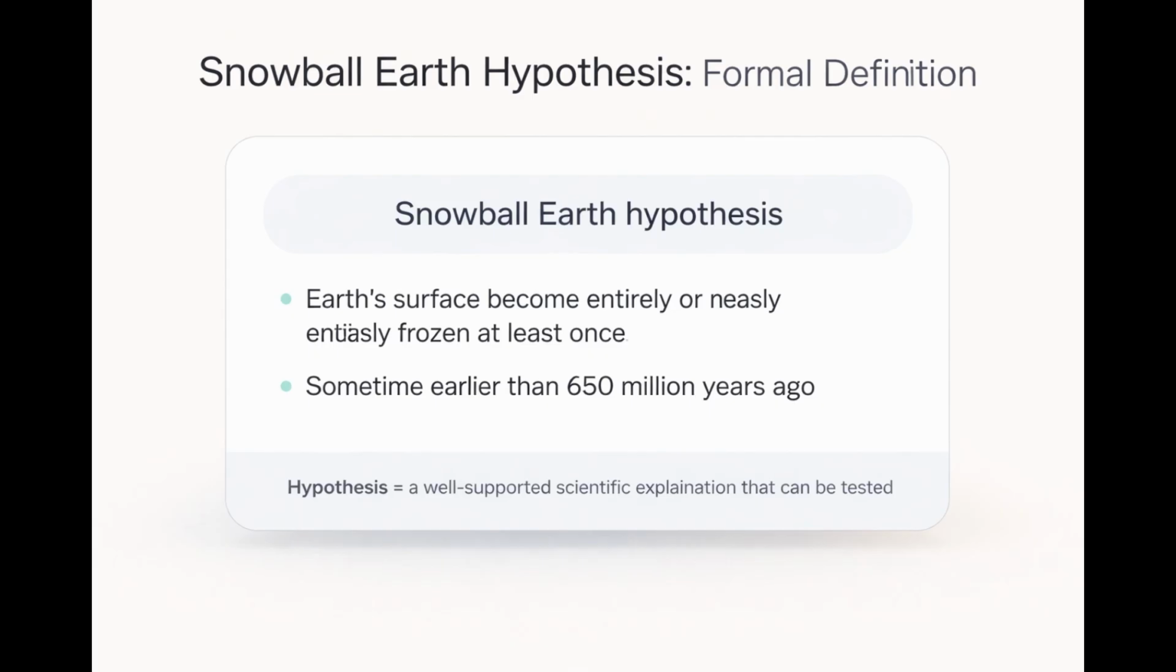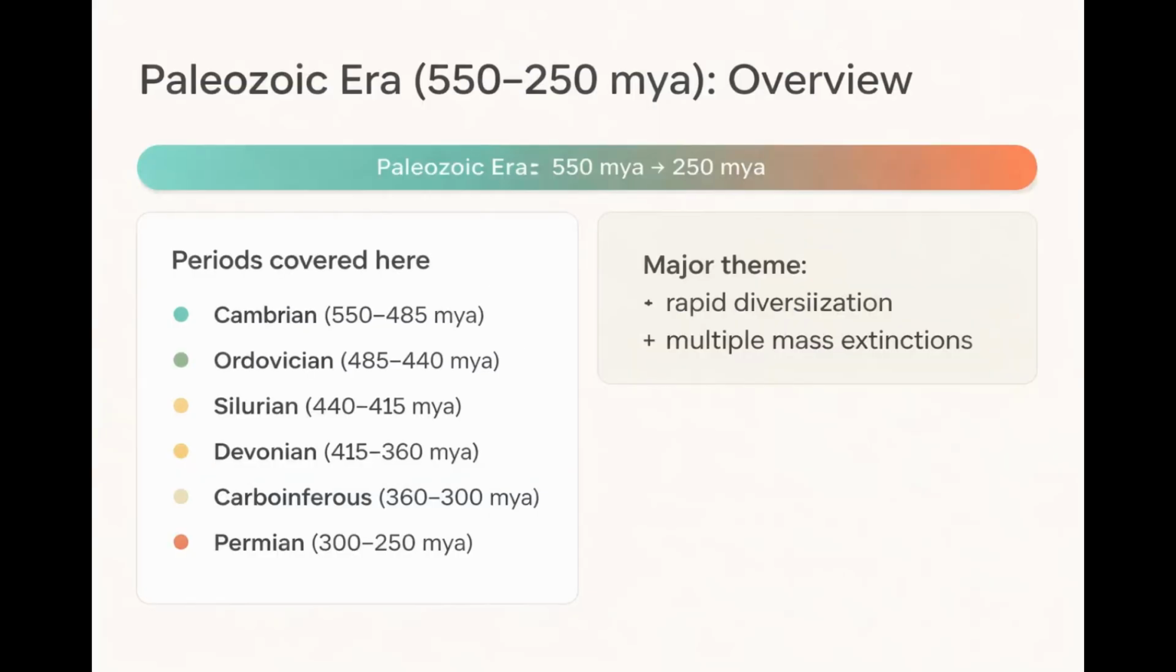It's called a hypothesis because it's an explanatory framework supported by multiple lines of evidence, and scientists test it by comparing predictions, like glacial deposits in unusual places, with the rock record. Now into the Paleozoic era, from about 550 to 250 million years ago. This era is broken into 6 periods: Cambrian, Ordovician, Silurian, Devonian, Carboniferous, and Permian.